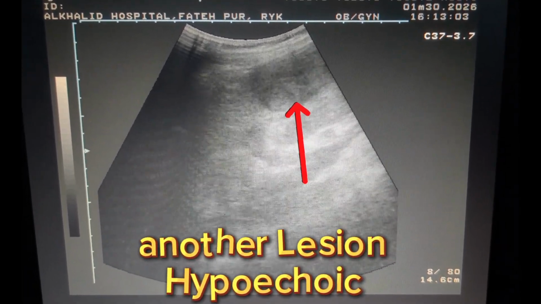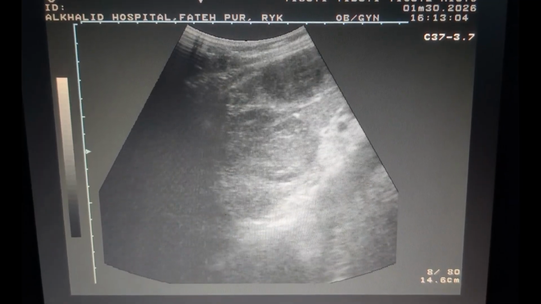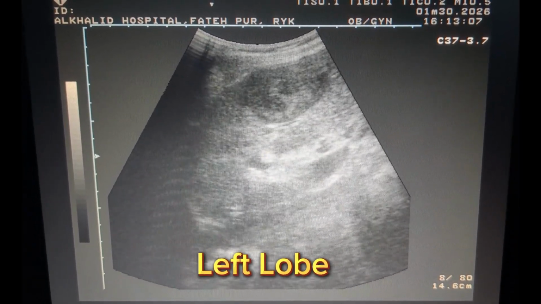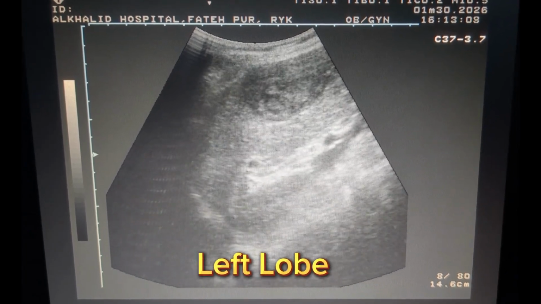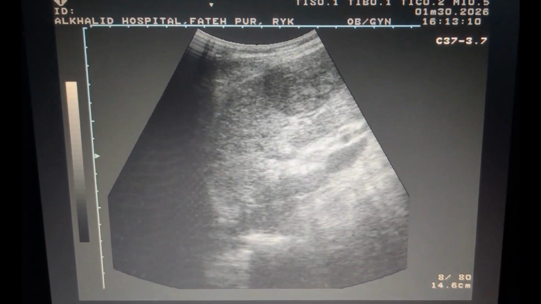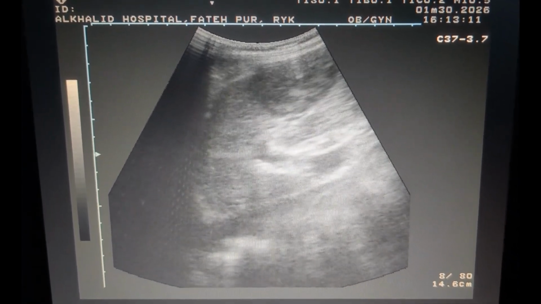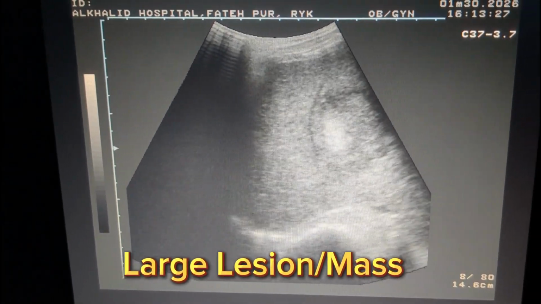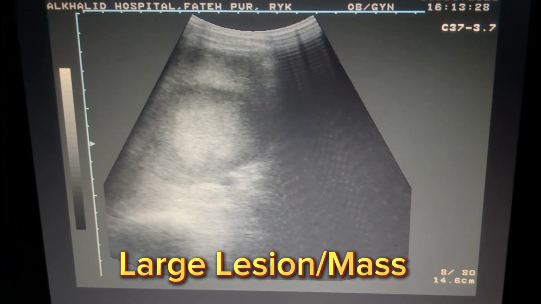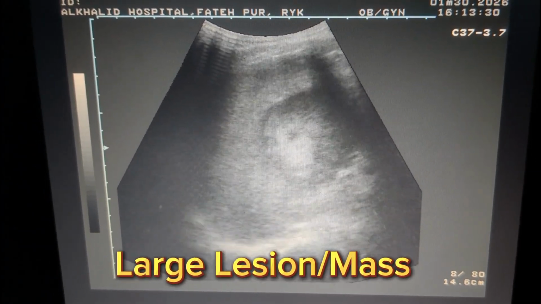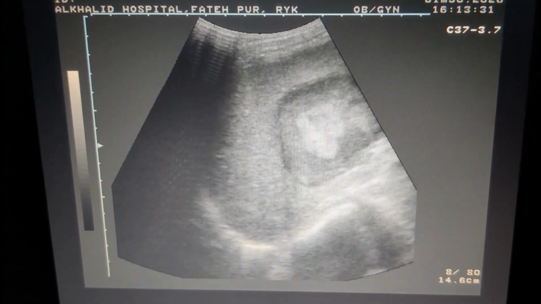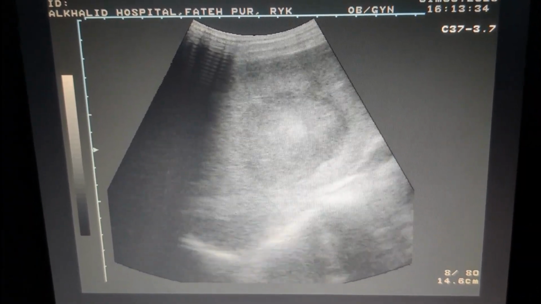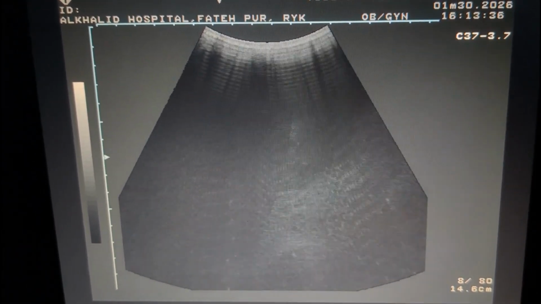Another lesion that is hypoechoic or low echogenic in the left lobe, anterior side of the liver. This lesion roughly measures about 6 centimeters in diameter.